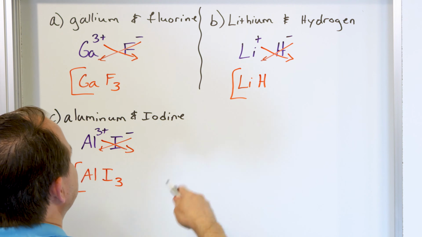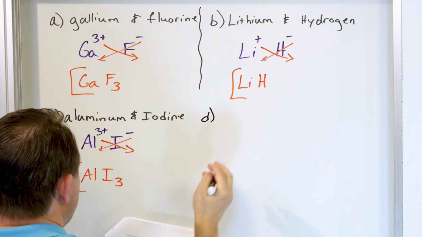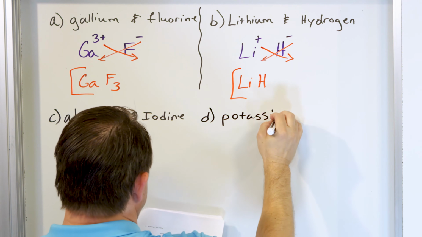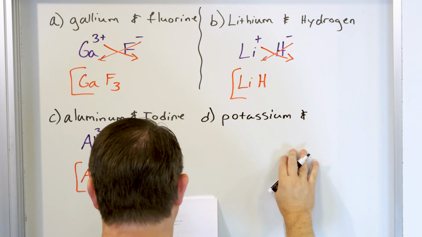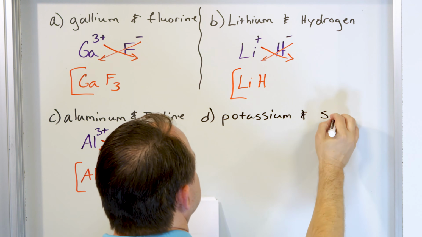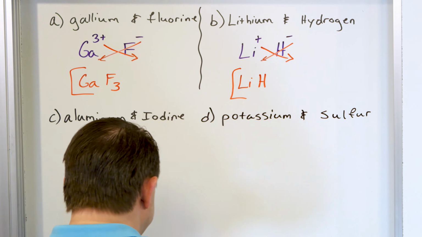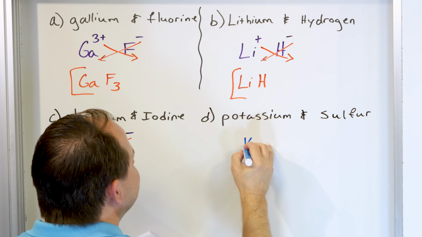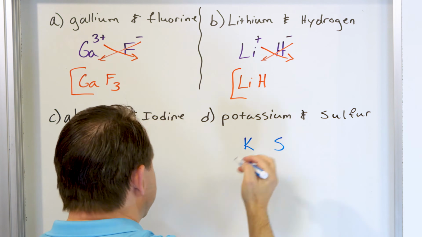All right, let's do the last one of this type, which will be combining potassium with, what are we doing? Sulfur. Now you'll learn these over time. I remember them. I'm trying to teach you by osmosis also. Potassium has the symbol K and sulfur has the symbol S.